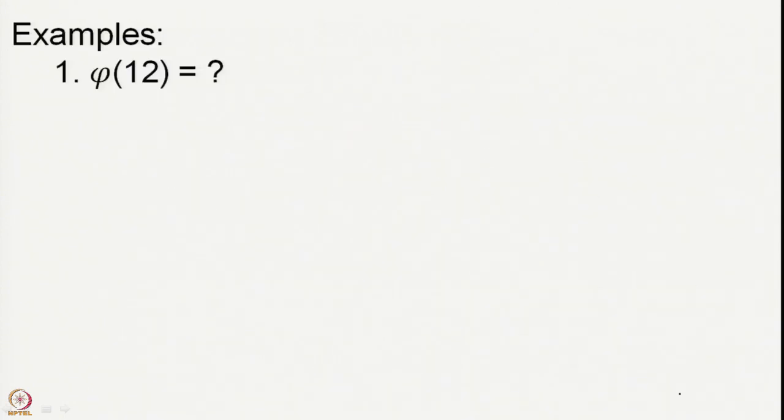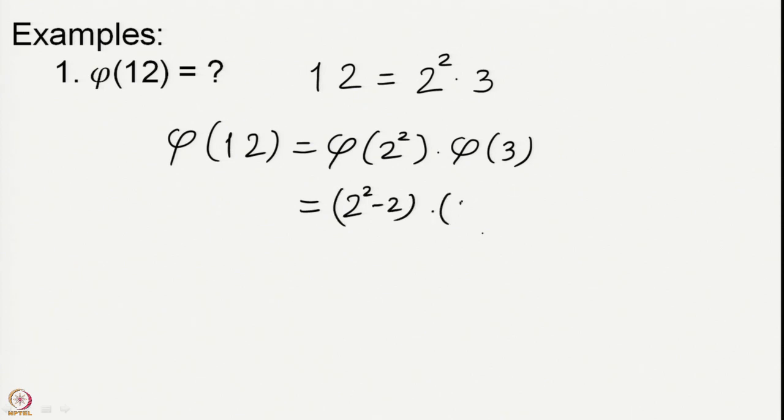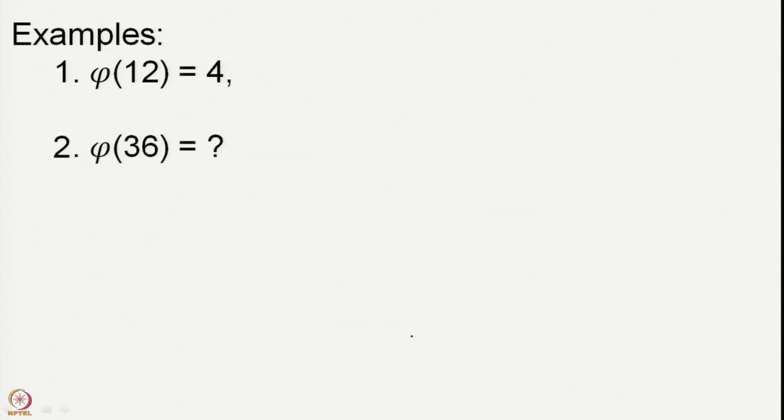So let us see whether we can apply this knowledge and compute the phi values. First of all, 12 can be written as 2 square into 3, 4 into 3, that is our 12. Therefore, phi of 12 is phi of 2 square into phi 3. 2 square is a prime power, so this is going to be 2 square minus 2. This is going to be 3 minus 1. So we have 2 into 2, which gives us 4. So phi 12 is equal to 4.